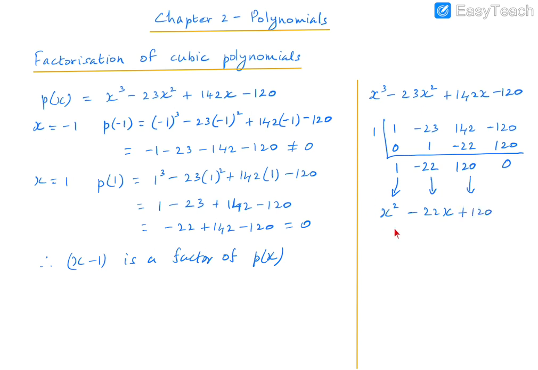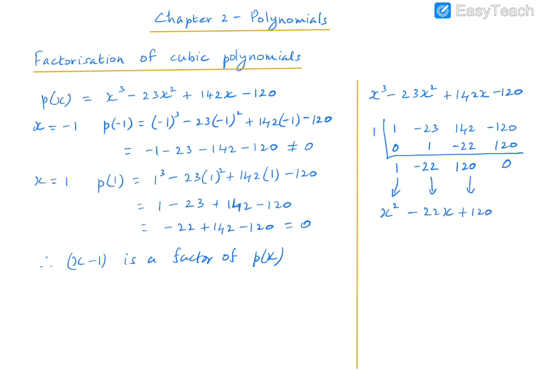So now we have a polynomial whose degree is 1 less than the degree of our given polynomial. Our given polynomial has a degree of 3, and from these numbers we get the coefficients of the other polynomial whose degree is 1 less. So now this is also a factor of our given polynomial. So x minus 1 is one factor, and the second factor is x squared minus 22x plus 120.